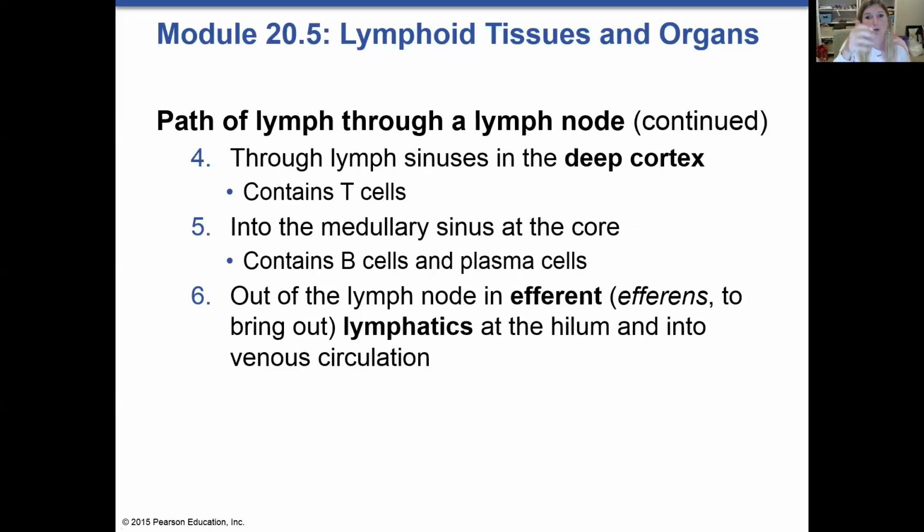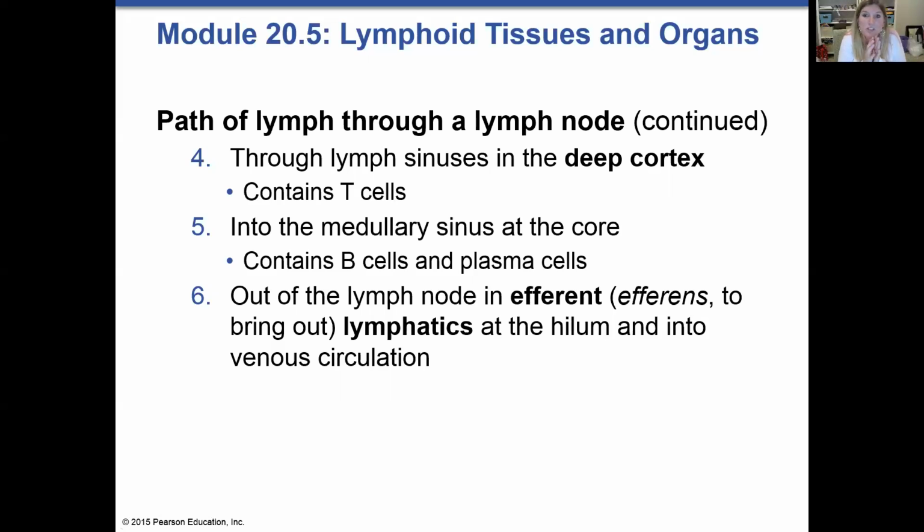Once it gets to the outer cortex, then the lymph's going to flow through the deep cortex. The deep cortex are where the T cells are. So the lymph is going through a primary kind of surveillance with the dendritic cells. Then it's surveyed by the B cells. Then it's surveyed by the T cells. Then it gets to the medullary sinus where there's B cells and plasma cells ready to make antibodies. And then it flows out of the lymph node through something called an efferent lymphatic. The efferent lymphatic exits the lymph node at the hilum, at that little indentation.